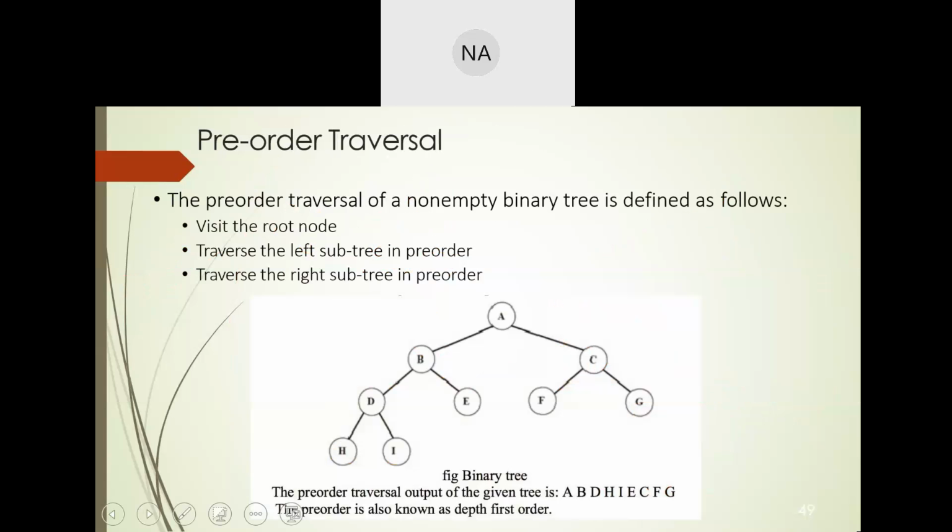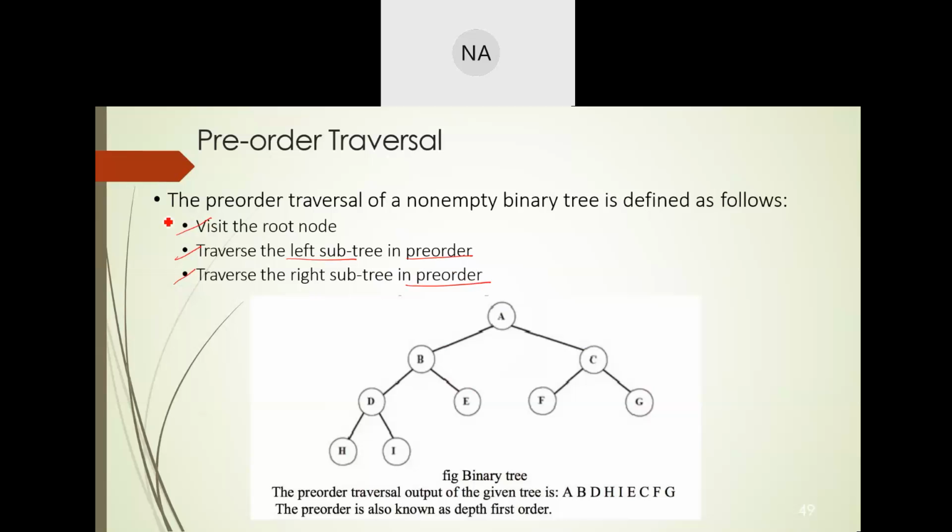Now let's see these algorithms one by one. First, pre-order traversal. The pre-order traversal of the non-empty binary tree is defined as: visit the root node, then traverse the left subtree in pre-order, and then traverse the right subtree in pre-order. And what is pre-order? It is recursively defined.